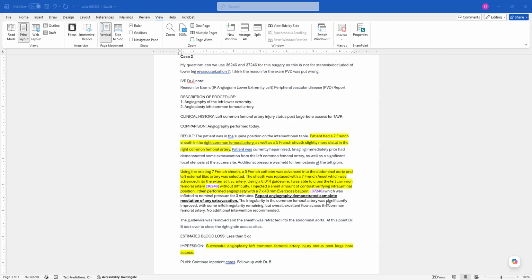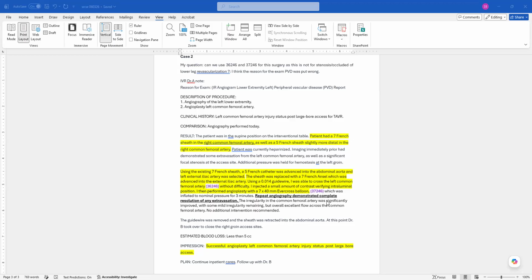So what we actually had was this patient had undergone a TAVR procedure. You see that in the clinical history. And then during that TAVR procedure, the patient had this femoral artery injury because of that. And so now the interventional radiologist is going to see the patient for this particular issue.